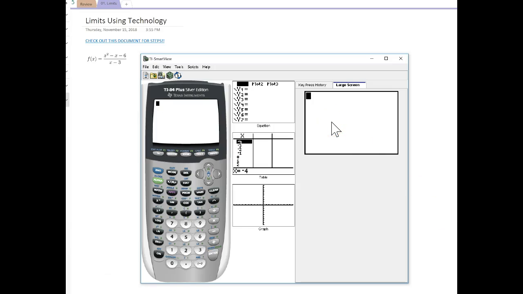Welcome to Calculus again. Today we are looking at how to use technology to look at limits. What is special about this is that we are allowed to use the TI-83, TI-84 graphing calculator in order to look at some of the properties in calculus.